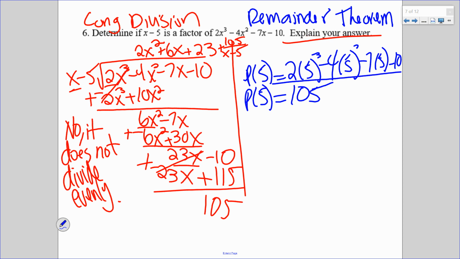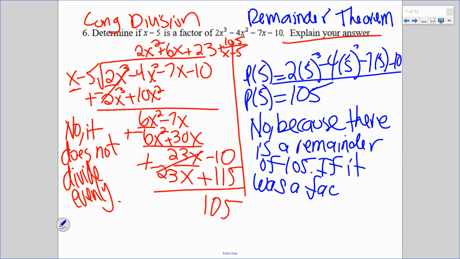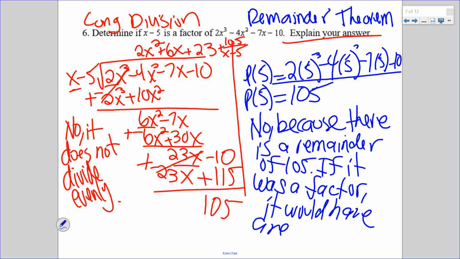So because there's a remainder of 105, no. Because there is a remainder of 105. If it was a factor, it would have a remainder of 0. All right.